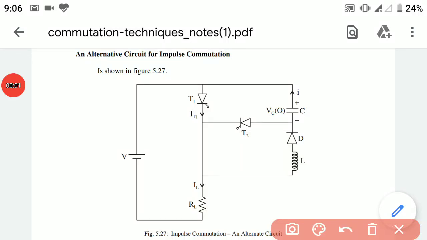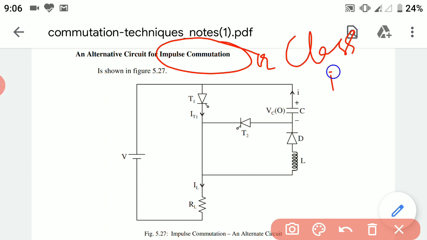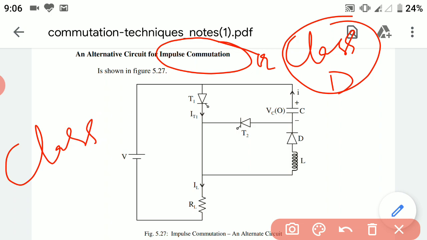Hello, today we will discuss impulse commutation technique, which is also known as class D commutation technique. Impulse commutation technique or class D commutation technique is like class C commutation technique that we have discussed in our previous video. Why is it like class C commutation technique?